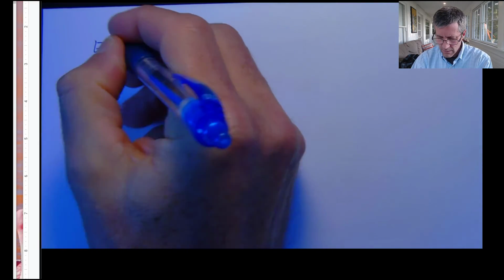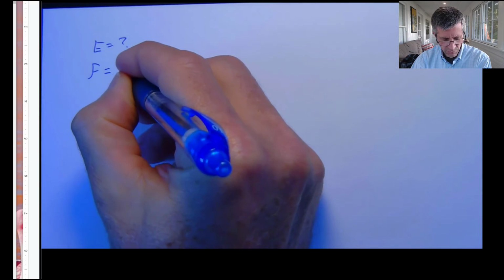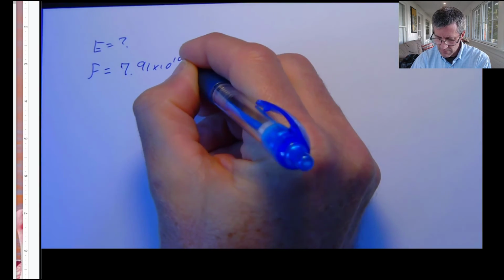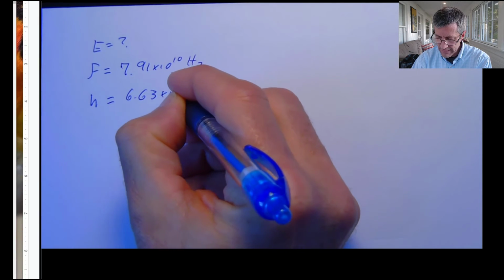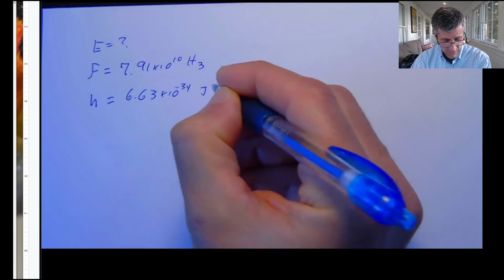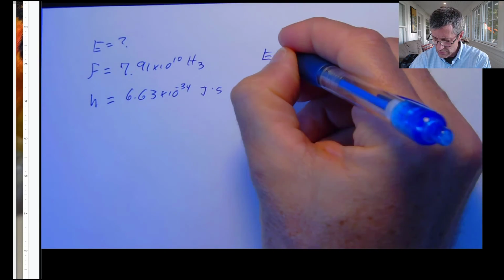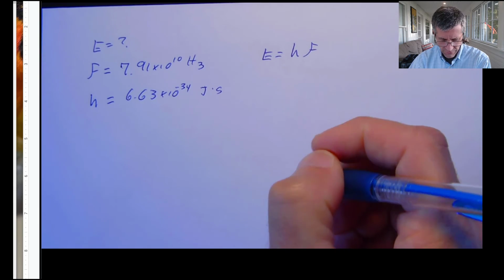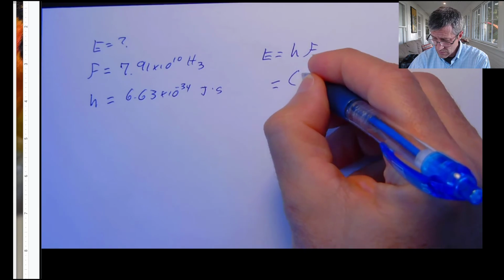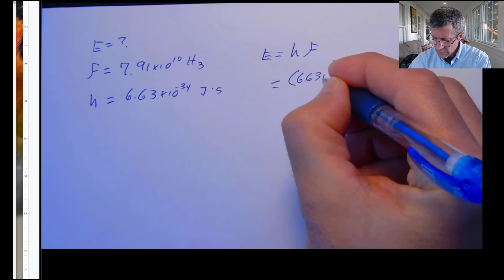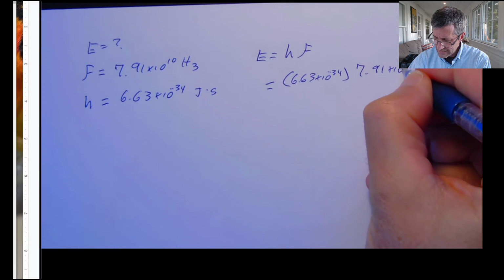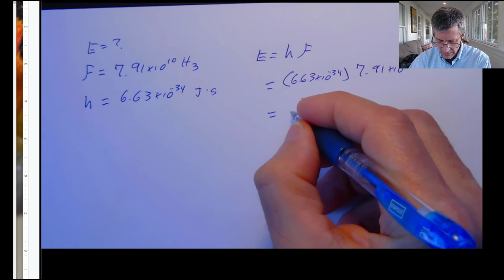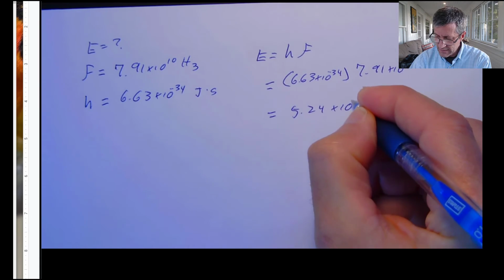So again, I'm going to write down what I'm looking for. I'm looking for energy, and they're telling me the frequency, which is 7.91 times 10 to the 10 hertz. Planck's constant, I'll need that, is 6.63 times 10 to the minus 34 joule seconds. And I'm going to use the energy equation to figure this out. I don't have to rearrange anything, I'll just plug numbers in. So the constant is 6.63 times 10 to the minus 34, frequency is 7.91 times 10 to the 10th. I'll plug it in my calculator, and I'll get 5.24 times 10 to the minus 23.